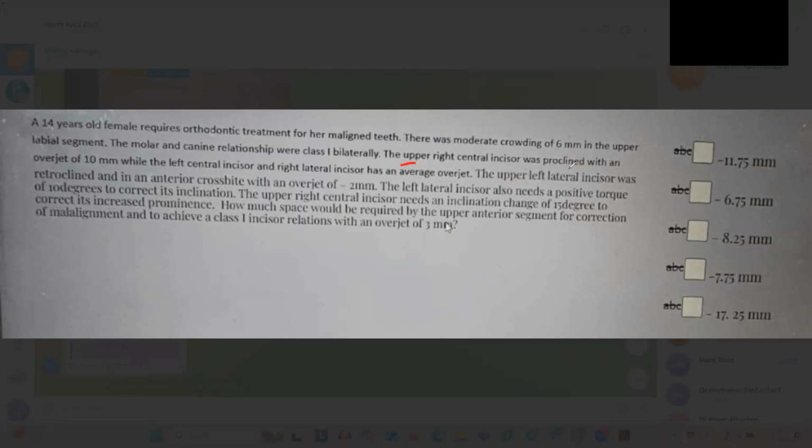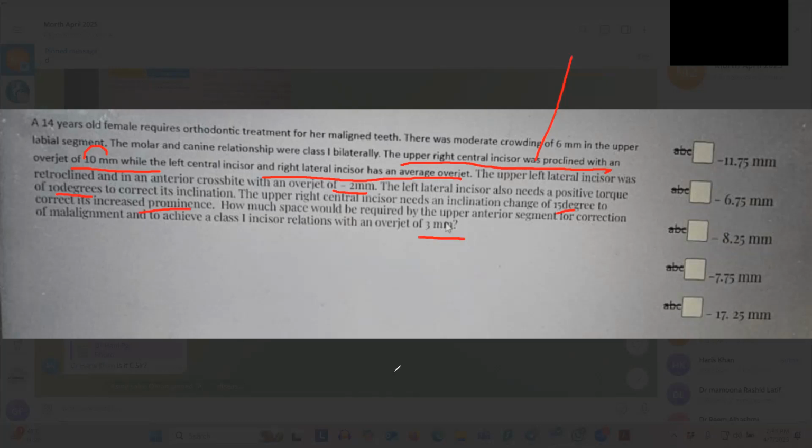The upper right central incisor was proclined with an overjet of 10 millimeters, while the left central incisor and the lateral incisors have an average overjet. So you have to apply it as 10 millimeters for one single incisor. One of the upper lateral incisors was reclined, with an overjet of -2 millimeters. The left also needs a positive torque of 10 degrees to correct the inclination. The upper right central incisor needs an inclination change of 15 degrees to correct the increased prominence. How much space would be required for the upper anterior segment for the correction of malalignment to achieve a class 1 normal overjet of 3 millimeters?